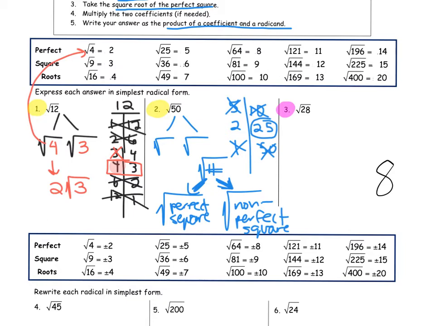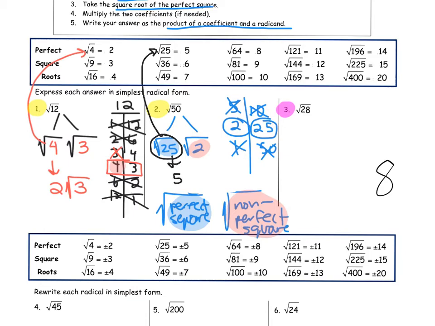I'm just going to erase this here so I can fill in what we have. The 25 is going to go under the radical here, and the 2 is going to go under the radical here. Again, I followed the order. Here is my perfect square. Here is my non-perfect square, meaning that's going to continue to stay under the radical. If I look at my chart, the square root of 25 is 5. So this is just going to be 5 radical 2.